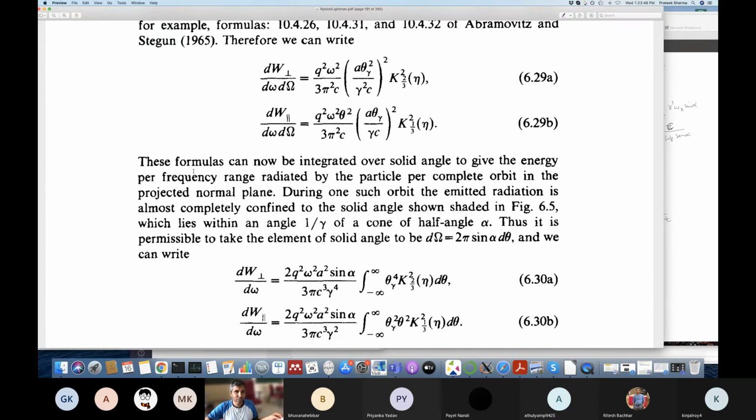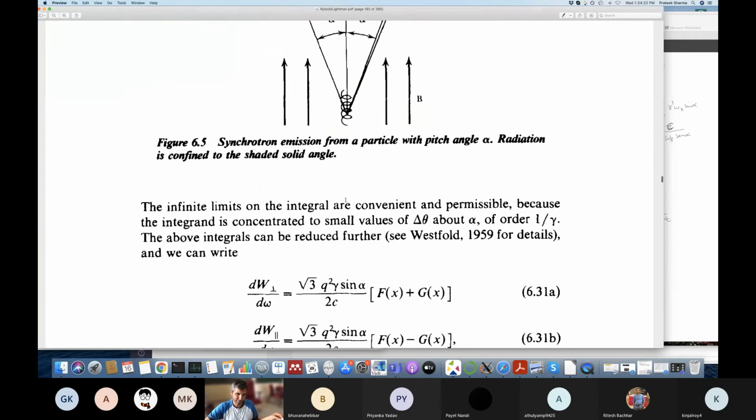These formulas can now be integrated over solid angle to give the energy. This is only for a particular direction. Now you can integrate it over solid angle to give energy per unit frequency. This is in the plane perpendicular to the direction of acceleration. We assumed that n hat was in the plane perpendicular to the acceleration direction. So this is the geometry.